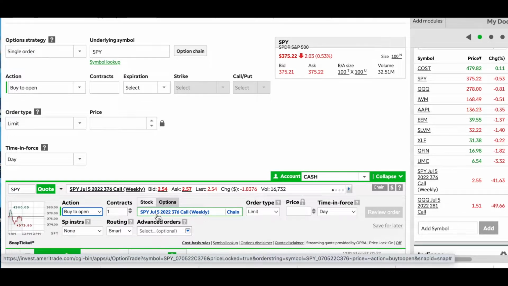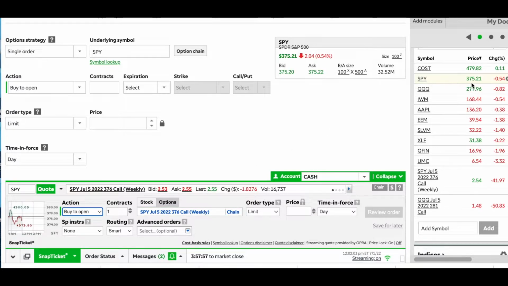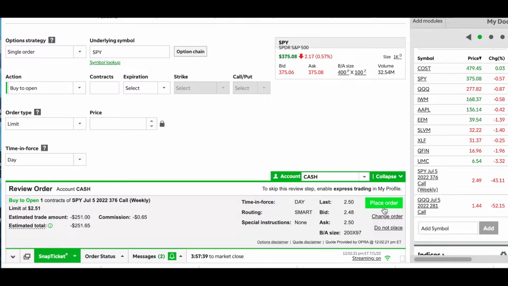This is a weekly option, a SPY July 5th, 2022, 376 call. So as we can see, it is out of the money at 375. And we will buy this out of the money call for 200, I would say right in between the bid and the ask. Let's try $251. Click review order. Oh, seems like it's going down more.